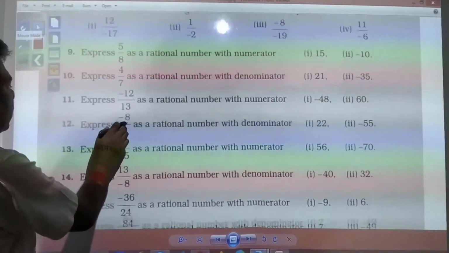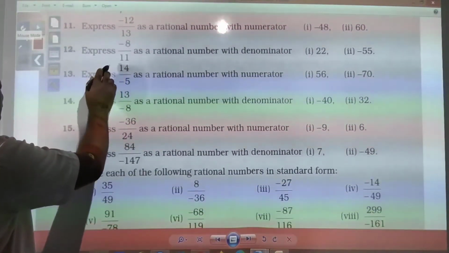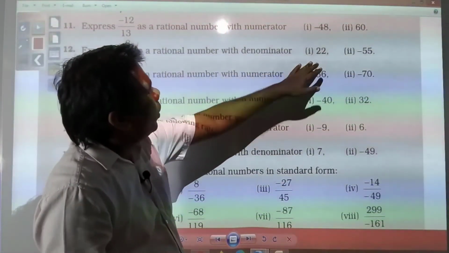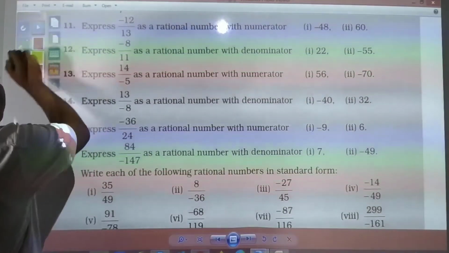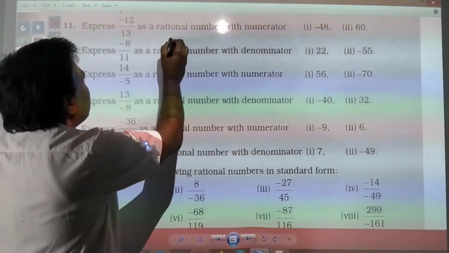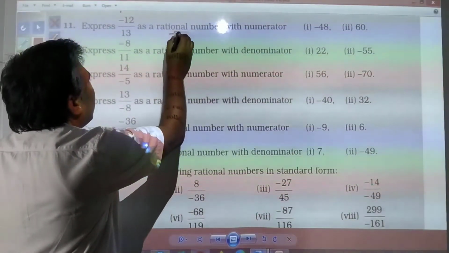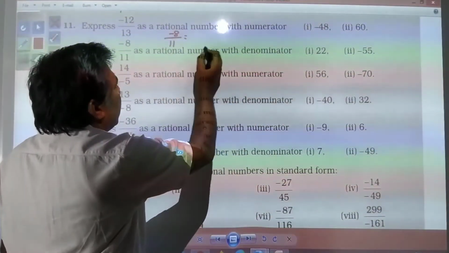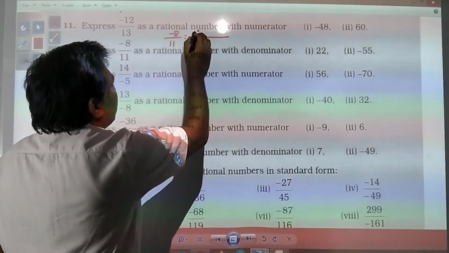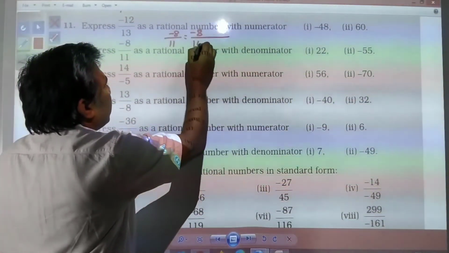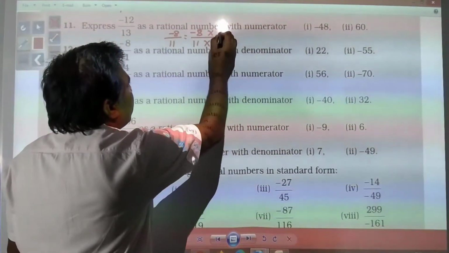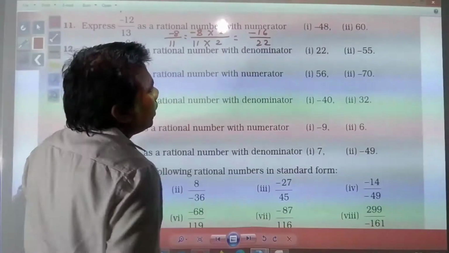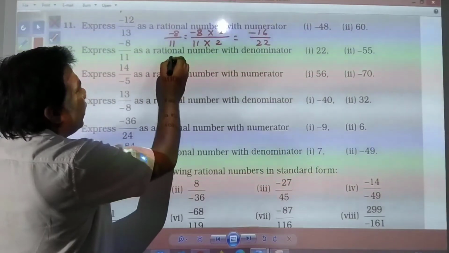Then you have minus 8 by 11 as a rational number with denominator 22 and minus 55. Minus 8 by 11, and where denominator is, you require 22. Minus 8 by 11 into 2 will be required. So minus 16 by 22 you will get, and then you have minus 55.